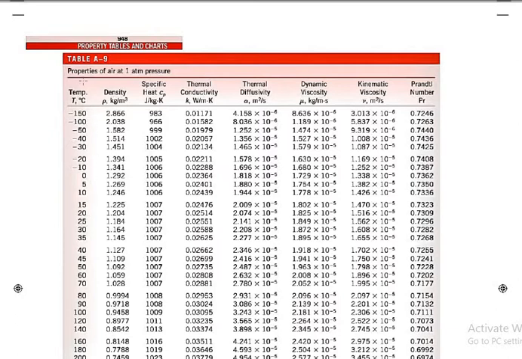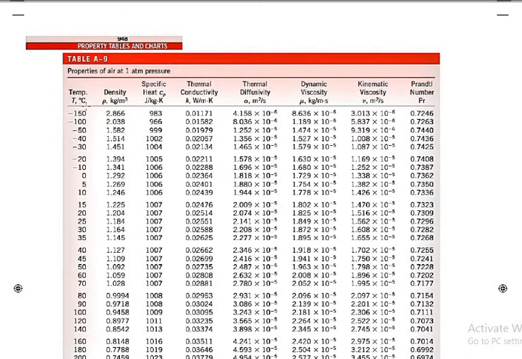Now here this table is for properties of air at 1 atmospheric pressure. Such tables are there for different kinds of fluid. If the properties of the fluids are not provided in the problem, then we have to select these properties from the table. If they are provided in the numerical itself, then we should not go for the table. We have to select the properties from the given properties only.